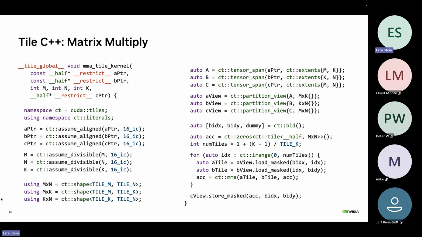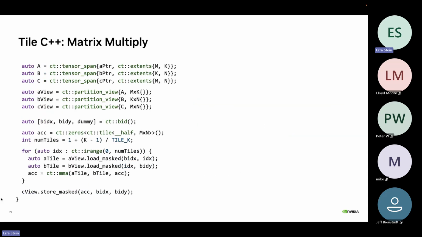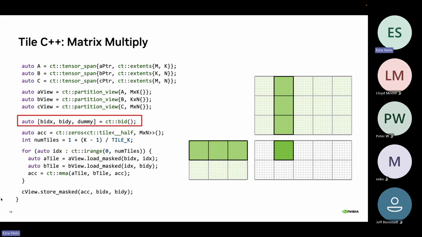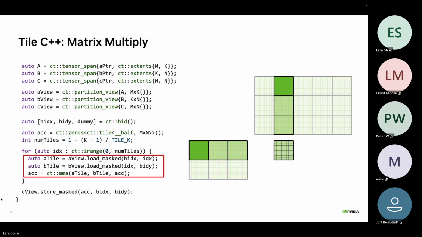All right, so now we have everything we need to walk through the final matrix multiply algorithm for Tile C++. I'm going to start on the right-hand side here because that's where most of the algorithm is. The first step is to construct those tensor spans and partition views, creating a chunking of our input and output matrices. This is useful because we only need to process certain blocks at a given time. Next, we need to determine which block we're processing. This call to ctbid gets the block index, which is the block that the GPU has decided to dispatch for the kernel. Then we enter the main loop.